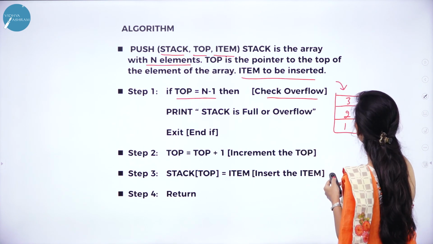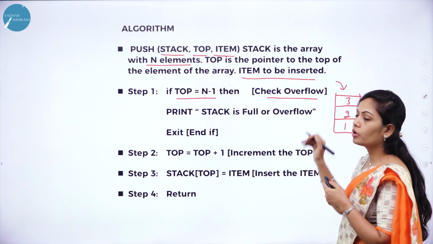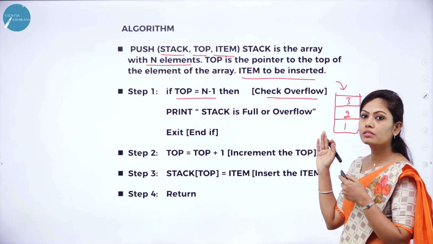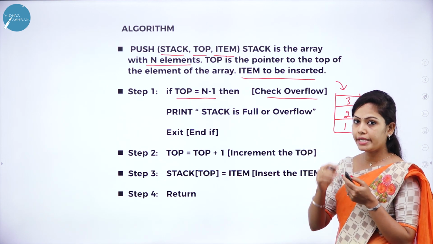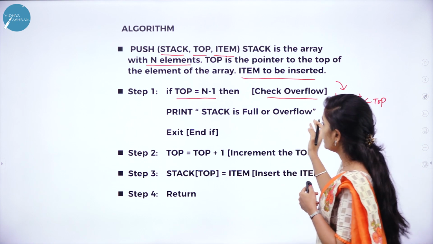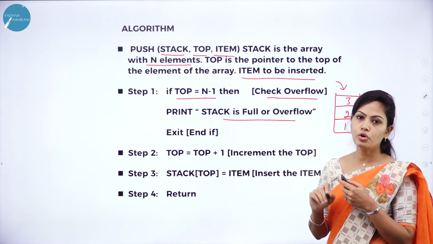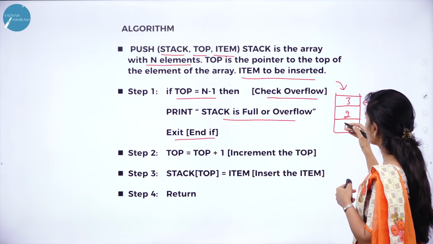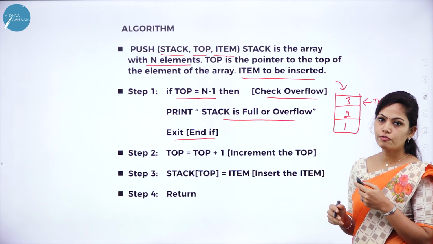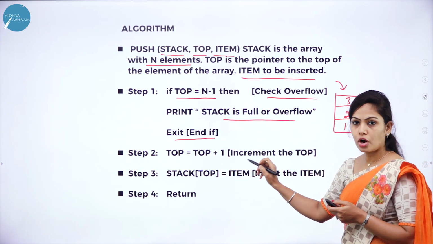Here top is equal to 3. This condition is the overflow condition because the stack is full. Full means it is the overflow condition. There is no space for adding one new element, so print stack is full and exit. Otherwise, top is equal to top plus 1.